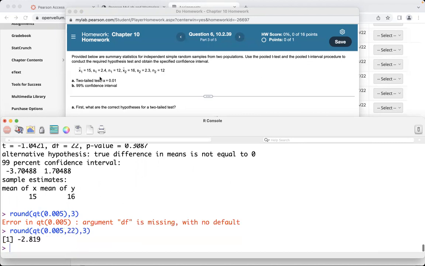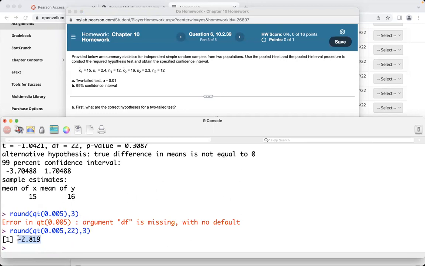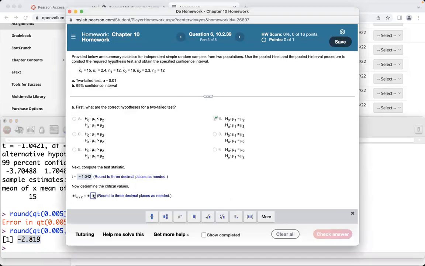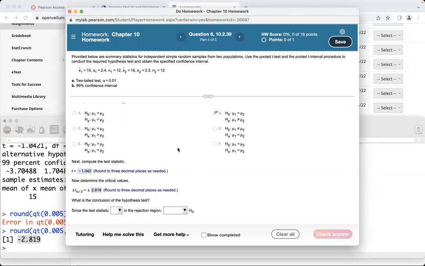That's the total number of samples that we have. So 12 plus 12 minus 2. And so our critical values are going to be negative 2.189 and positive 2.189. Okay, so we'll check that. So that looks good. And then you would interpret.